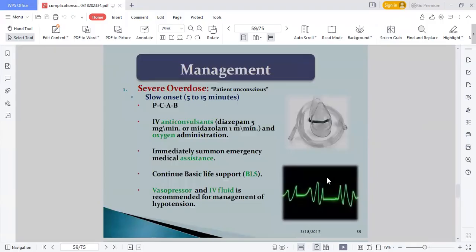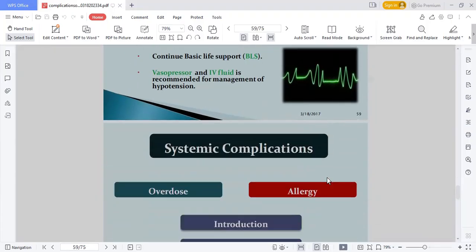Severe overdose has a slow onset of 5 to 15 minutes. IV anticonvulsants, including diazepam and midazolam, and oxygen administration should be given. Emergency assistance should be sought immediately. Continued BLS, vasopressors, and IV fluids are recommended for the management of hypotension.